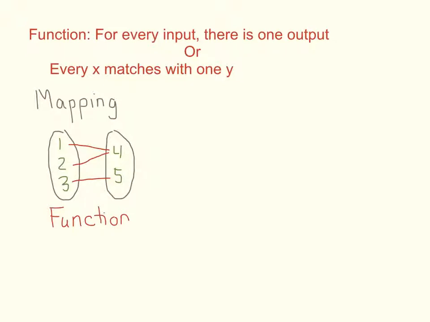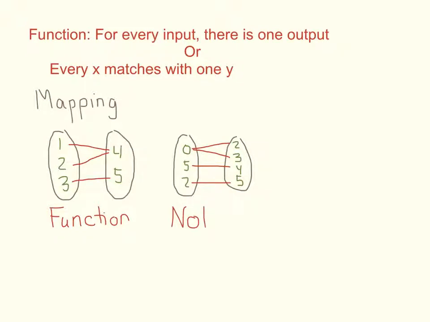It doesn't matter how many lines go to the y value. We're concerned about the x values. Here's another example. Let's say that our x values are 0, 5, and 2, and we have 2, 3, 4, 5 as our y values. We'll say 0 matches up with 2, and 0 matches up with 3, 5 matches up with 4, 2 matches up with 5. If you look, coming out of the 0 there are 2 arrows, and for that reason, this is not a function.